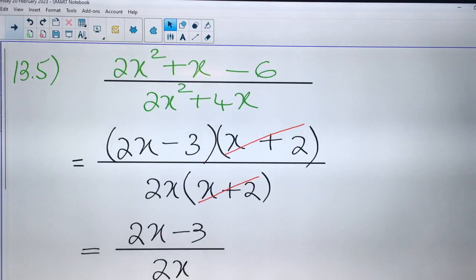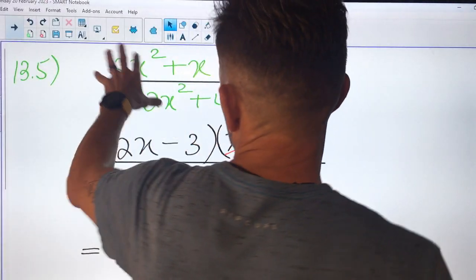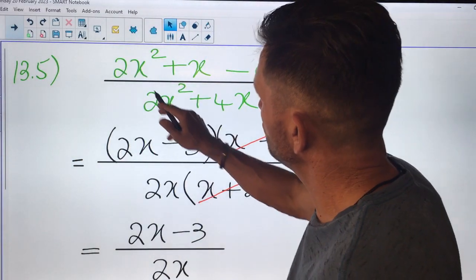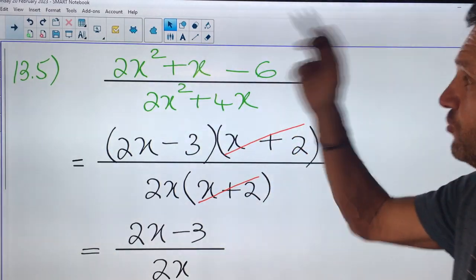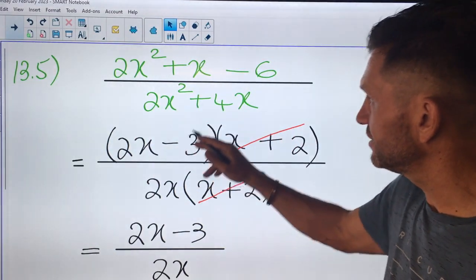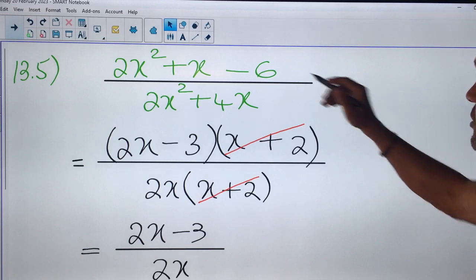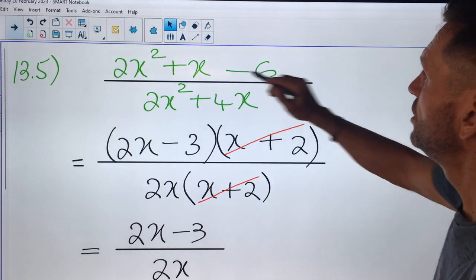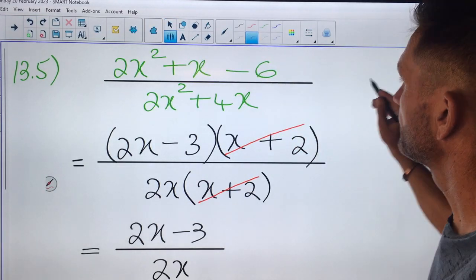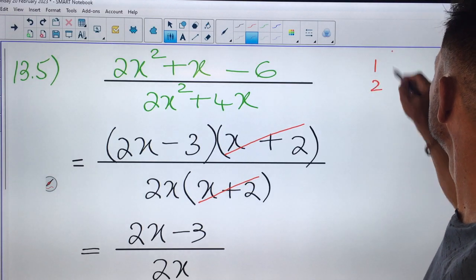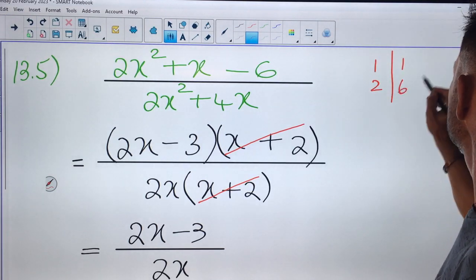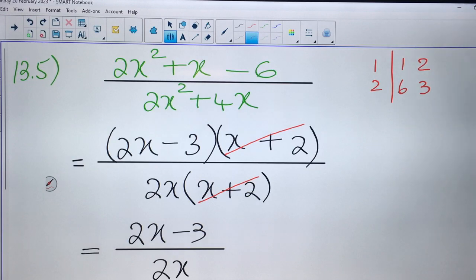Done? Yes, sir. Cool. 13.5. I don't know what you've tried here. You even tried to cancel out these two. We can't. We have more than one term. So more than one term means factorizing. That is a trinomial. So looking at the factors of that trinomial, we'll have 1 and 2. And on this side, 1 and 6, 2 and 3.